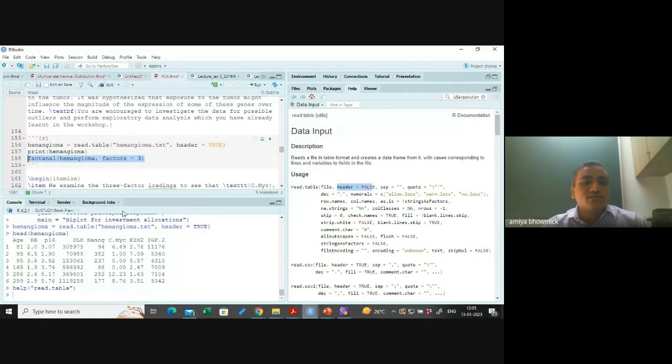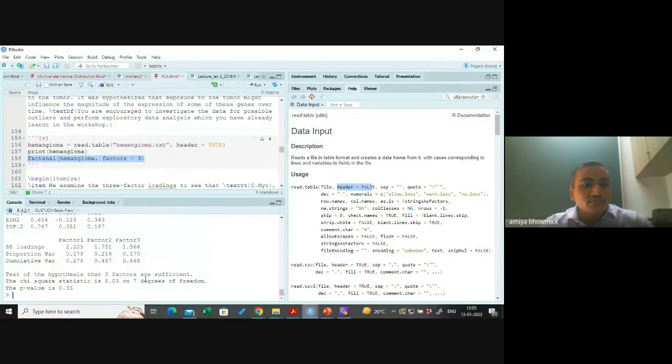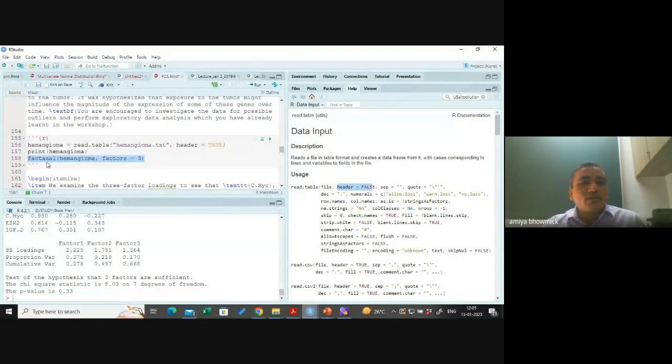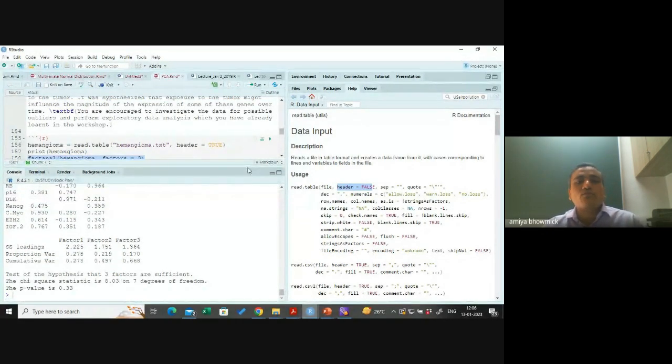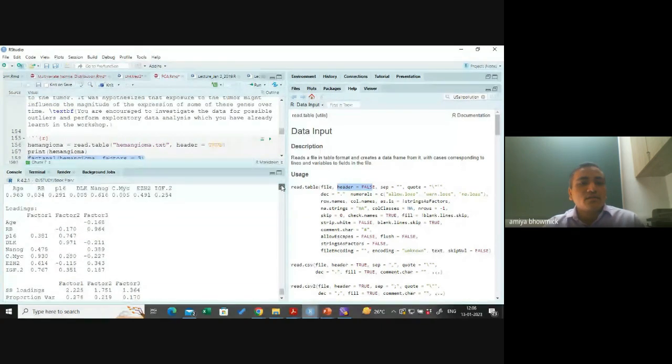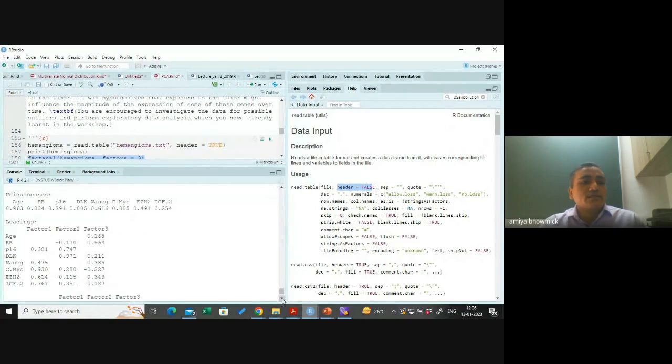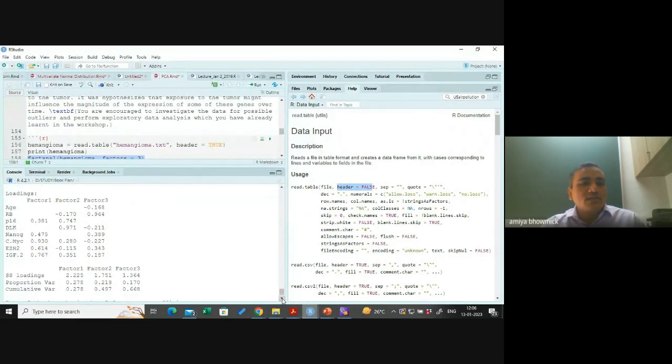Okay, so let us try to do some factor analysis on this data. We got a print, a view of this data. This is the function called factanal. This is the function which is used to perform factor analysis. There are definitely other options; I'll give those references. This shows the loadings.